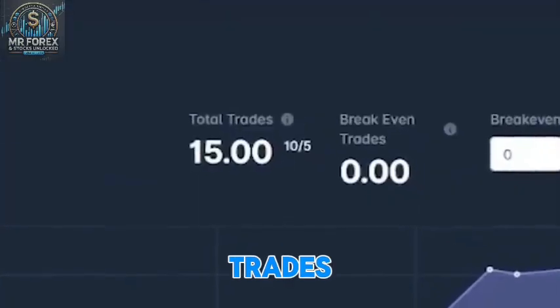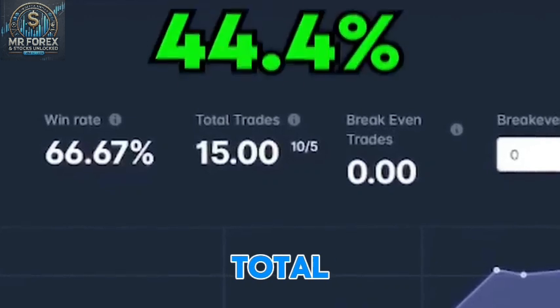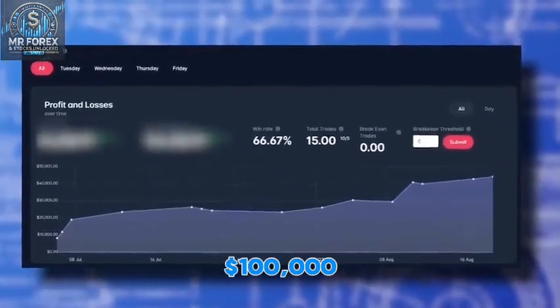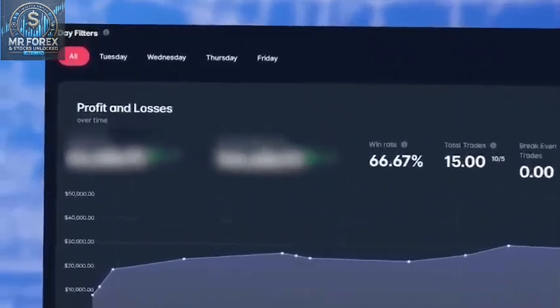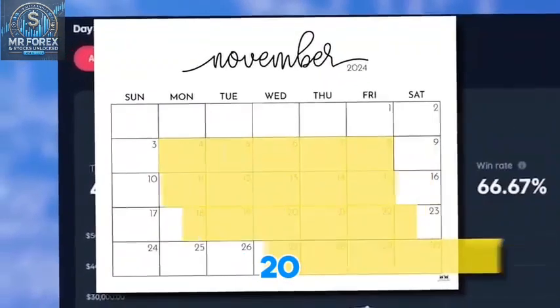Within these 15 trades, it had a win rate of 66.67% and had a total profit rate of 44.4%, which means if you started with $100,000, you would have made $44,406.91 in 20 trading days.